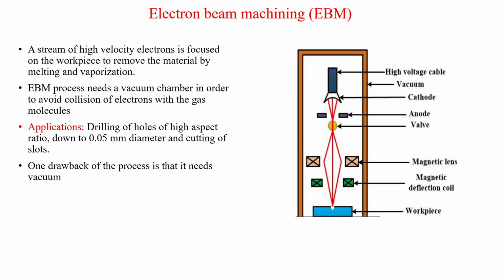Right, so we have a high voltage cable which produces the electrons. Then we have the anode and the magnetic lens for the deflection of the electrons and focusing on the workpiece. Because of that, high energy is focused on the workpiece, evaporation happens, and we get the desired machining. A stream of high velocity electrons is focused on the workpiece to remove the material by melting and vaporization. The EBM process needs a vacuum chamber in order to avoid collision of electrons with gas molecules, which I have already explained.